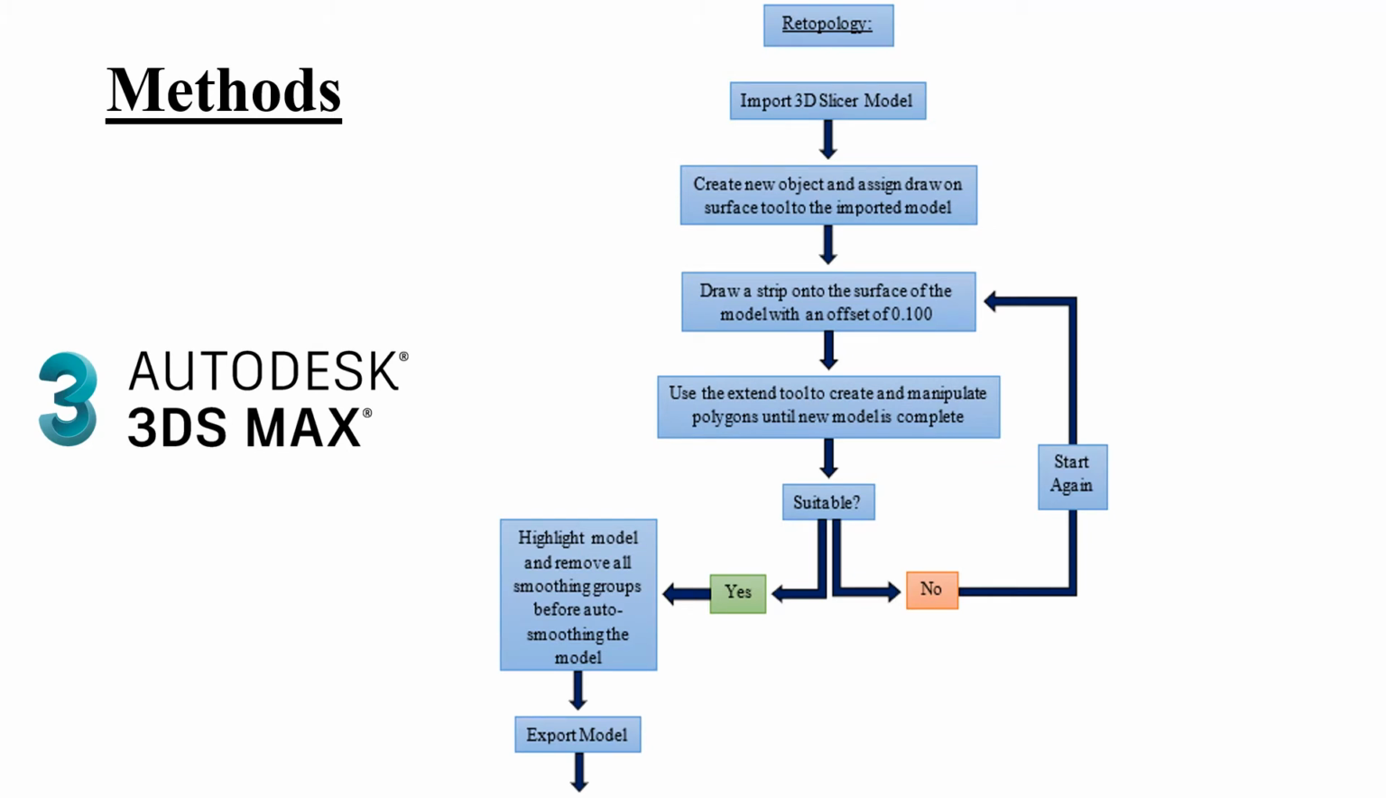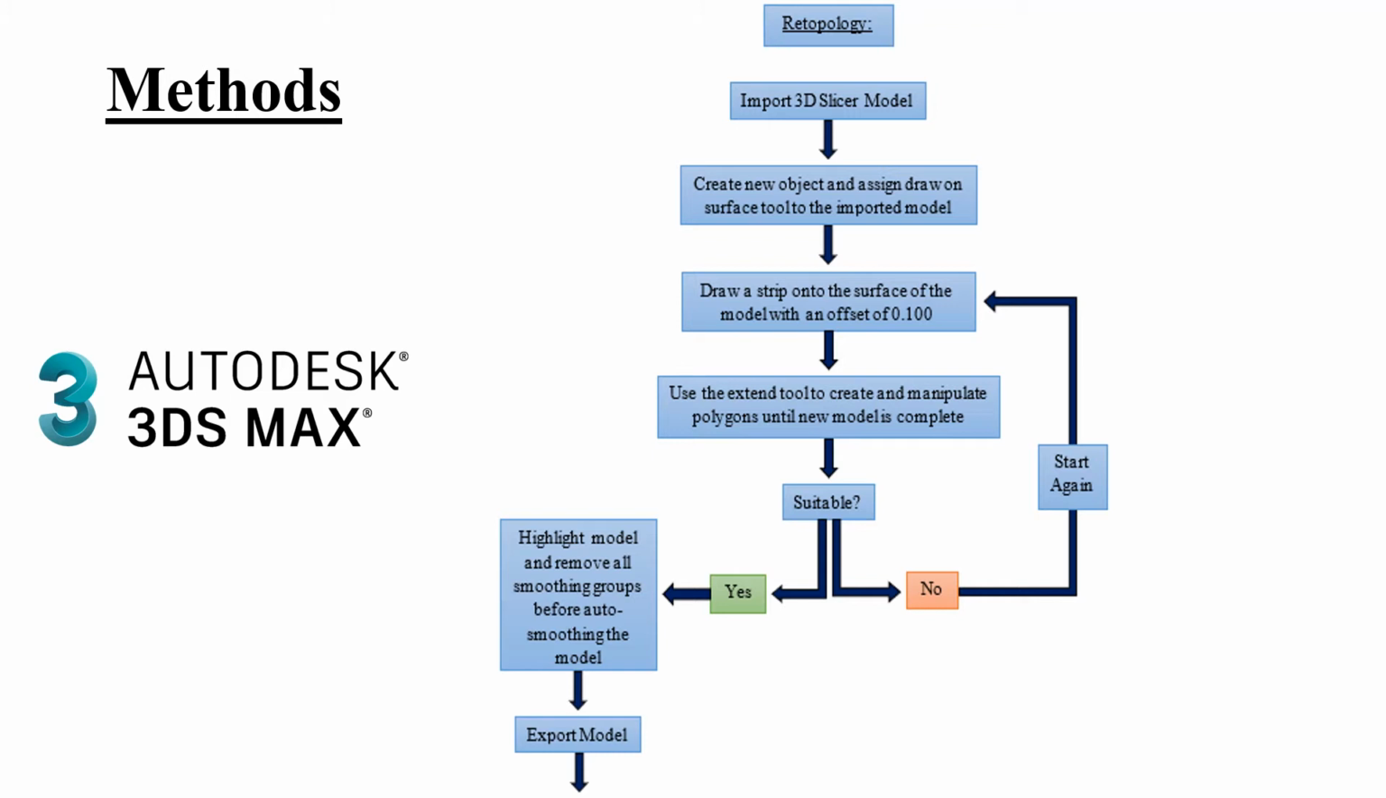The exported models would be brought into 3ds Max to be retopologized. This stage is required as the models produced by 3D Slicer have a high number of polygons and even some holes in the meshes. A new object would be created and set to be drawn on the surface of the model. Using the strip function, a line of polygons are created. Then, using the extend tool, polygons were created and manipulated until the model was finished.